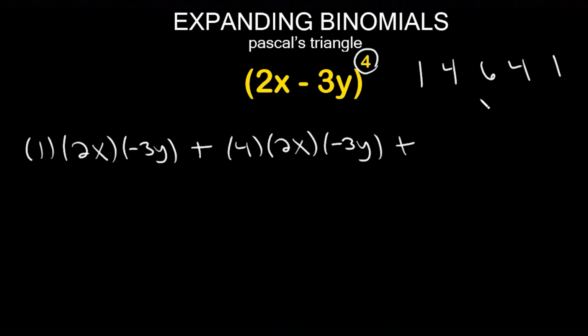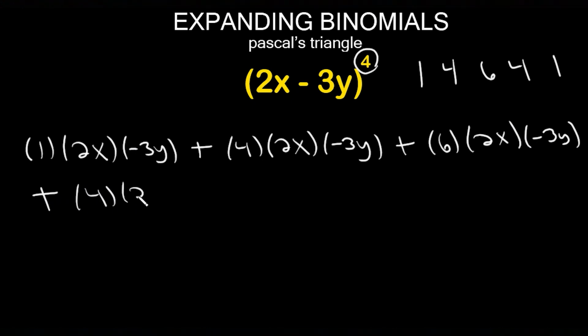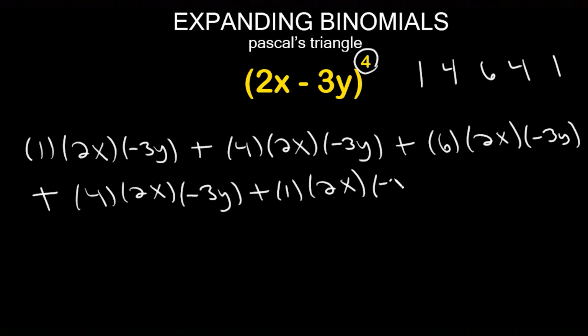And then plus my next coefficient will be 6. So then I have 2x and another negative 3y. Okay, plus my next coefficient will be 4. So I put 4, 2x, and then negative 3y. And then our last coefficient here is 1. So plus 1, and then 2x, and then negative 3y.